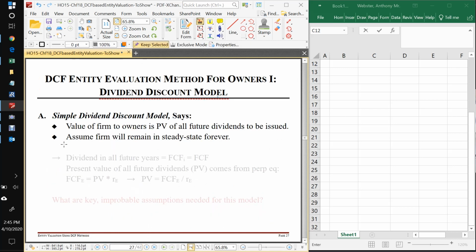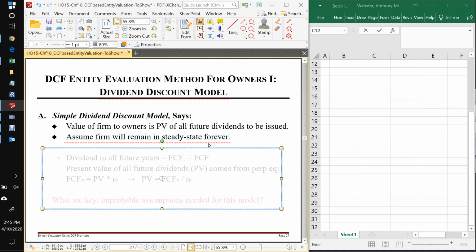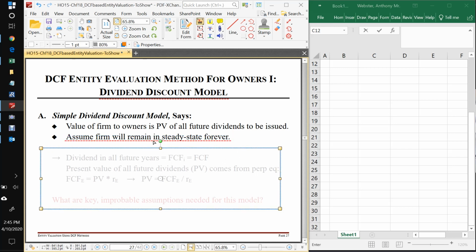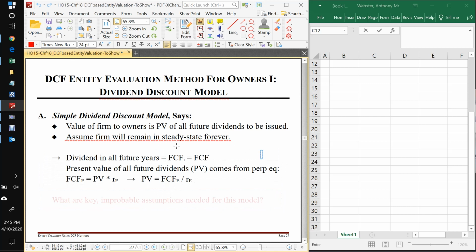But it also says we're going to assume that the firm will remain in steady state forever. This is important because this allows us to wildly simplify things. Okay, so let's see how that works. If the firm is going to remain in steady state forever, that means revenue is going to never go up, never go down. The costs are going to be the same each year, all that stuff. The market's never going to change for the products.